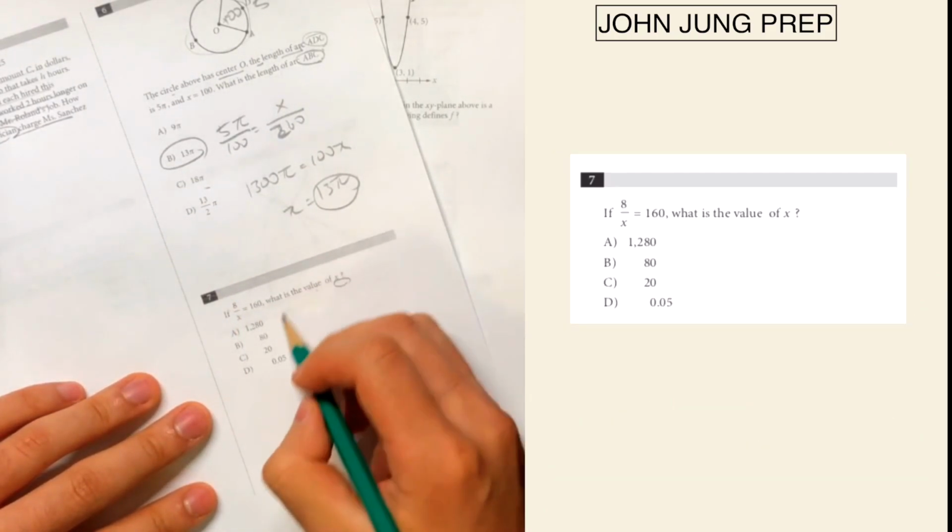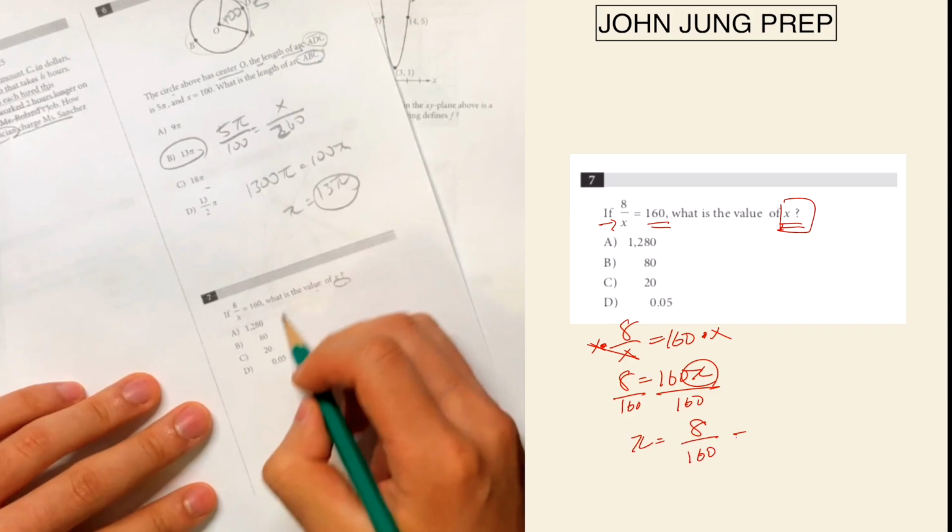8 over x is equal to 160. What's the value of x, right? So this is a relatively simple question. We're looking for x, and x is down here. So we just need to isolate x to find out the answer, okay? Let me start over. So 8 over x is equal to 160. So what we do is we multiply by x on both sides, and it cancels out right there. 8 is equal to 160x. And to find x, divide by 160 to leave x alone. And x will now become 8 over 160, which is the same thing as 1 over 20.